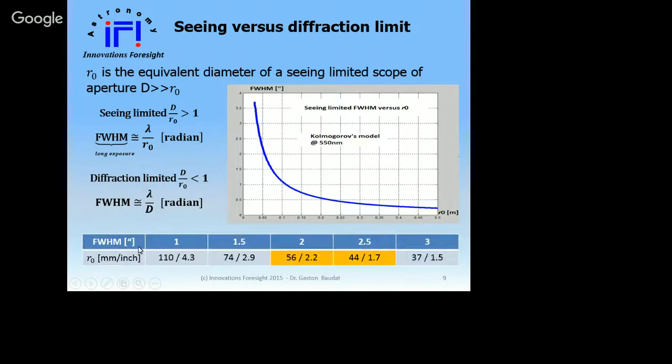This table shows you a bit what this R0 is depending on the actual seeing. For 1 arcsecond it is roughly 100 millimeters, a tenth of a meter. But when you go to the seeing we usually have, around 2 to 2.5 arcseconds, then it's between 56 and 44 millimeters. And then, of course, it is even less when the seeing is bad. So in this presentation, I'm going to stick around 50 millimeters, 5 centimeters, for the R0, which is an average value.